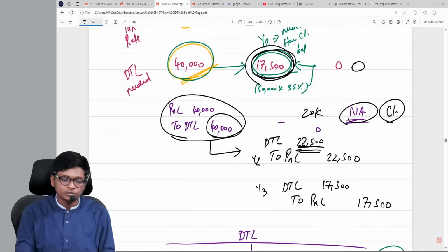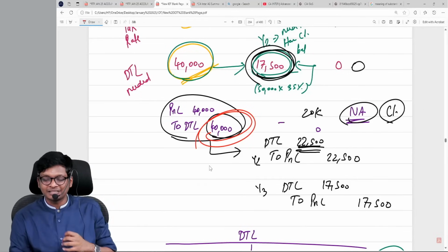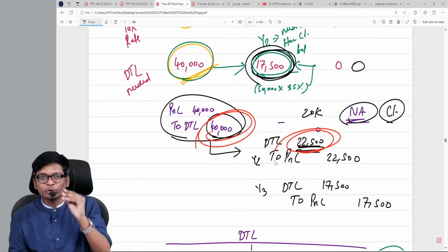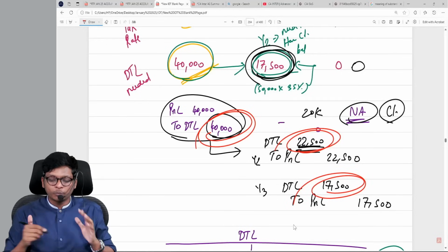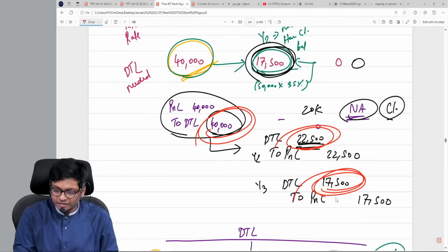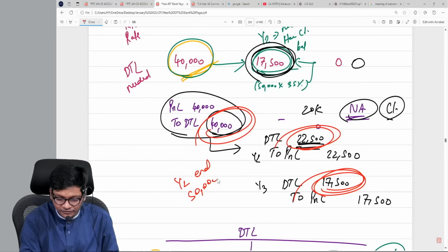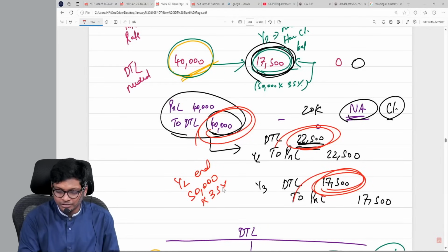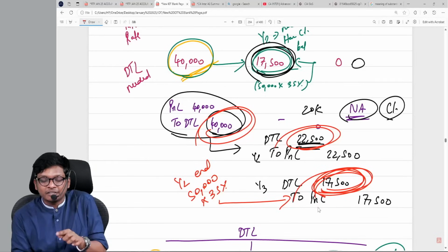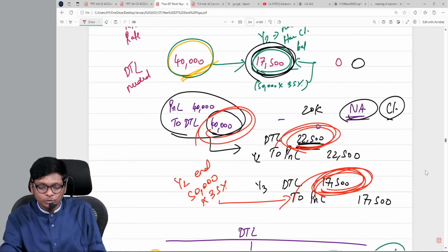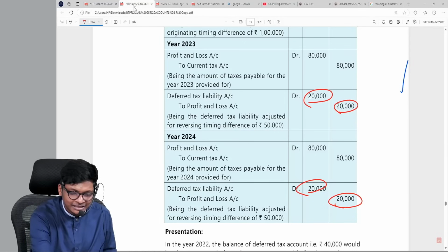So basically, to summarize, first year I created 40,000, sir. Second year I'm reversing 22,500, sir. Third year I'm reversing 17,500. That's it. I hope you are following. Why am I reversing 17,500 in third year? Because in year 2 end, my closing balance is 50,000 and my rate is 35%. So the balance needed is 17,500. Because I need 17,500, I reversed 22,500. I hope you guys are able to understand, guys. So this is in crux.